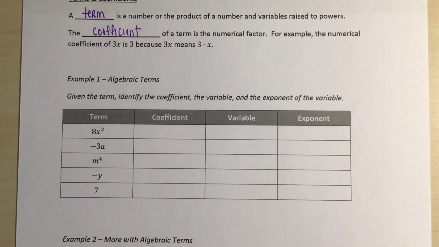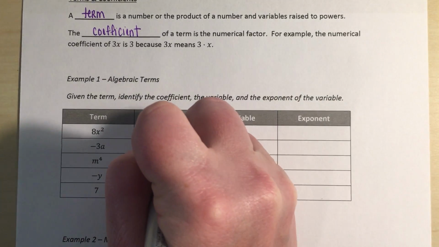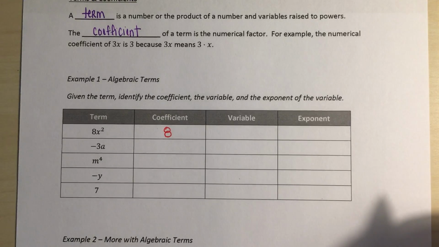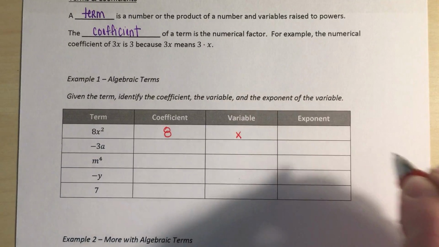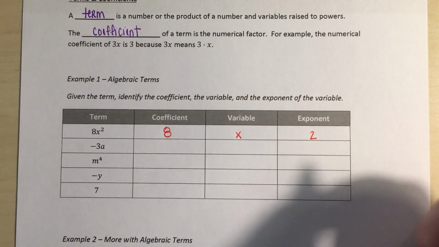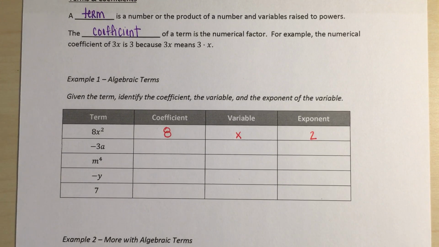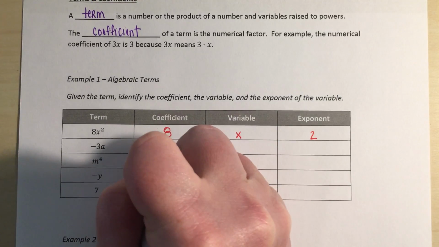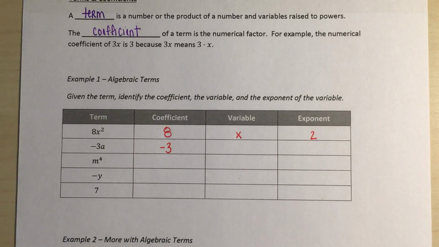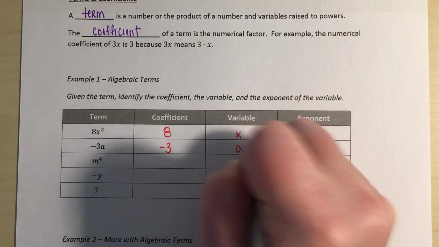So our first term is 8x squared. Our coefficient, our numerical factor out front is 8. Our variable is x. Our exponent is 2. Okay, our next term is negative 3a. Our coefficient is negative 3. Right? So if we do have a negative sign out front, we are thinking about our coefficient being a negative number. Our variable is a.